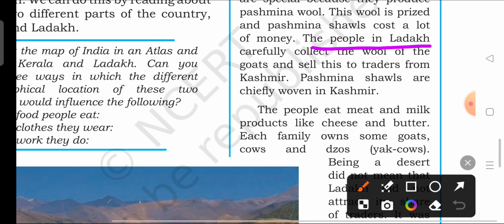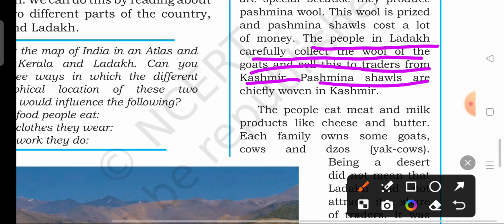The people in Ladakh carefully collect the wool of the goats and sell it to the traders from Kashmir. Pashmina shawls are chiefly woven in Kashmir. So here the people of Ladakh carefully collect the wool of the goats and sell it to the traders from Kashmir, and the people, especially women in Kashmir, weave this shawl. And let us see the food habit.